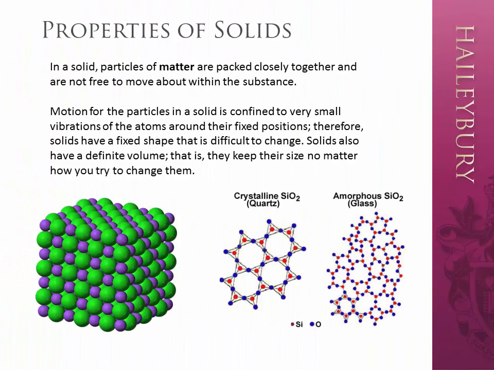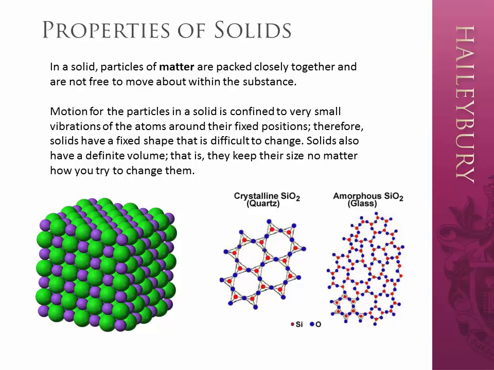In a solid, particles of matter are packed closely together and are not free to move about within the substance. Motion for the particles in a solid is confined to very small vibrations of the atoms around their fixed positions. Therefore, solids have a fixed shape that is difficult to change. Solids also have a definite volume, that is, they keep their size no matter how you try to change them.